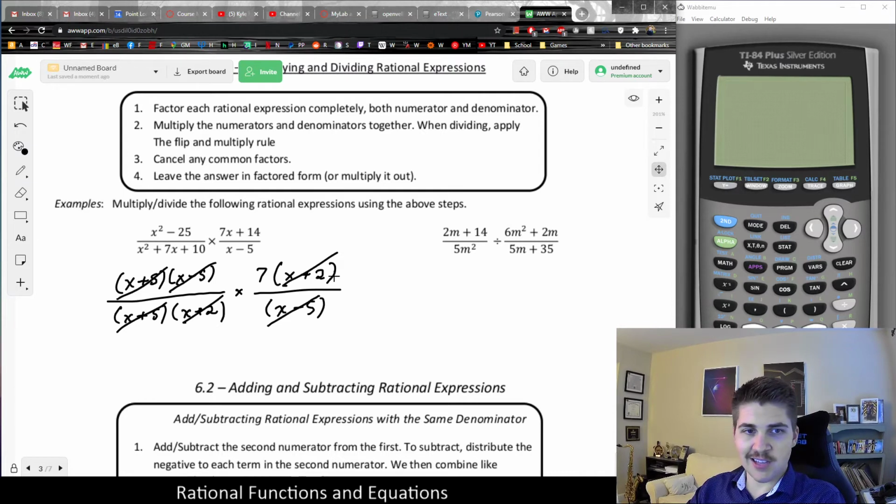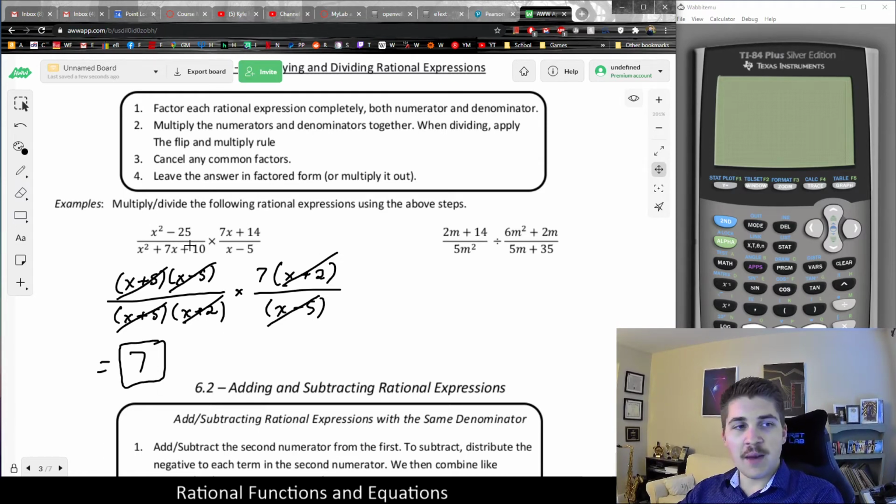We could cross cancel that as well. So at the end of the day, I'm going to be left with 7 on the top. And remember, when something completely cancels on the bottom, that does not leave you with 0, because when a chain of multiplication is gone, you're always going to be left with 1. So what I would get is 7/1, or just 7 after all is said and done. And essentially, that is my answer here.